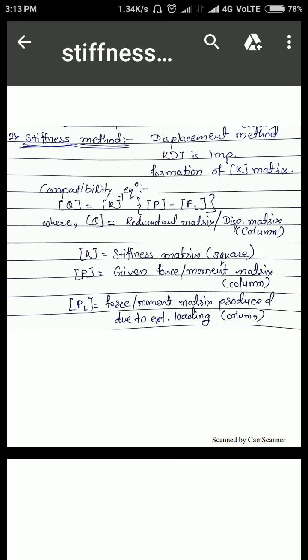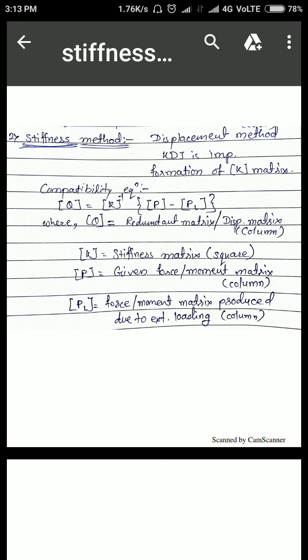that is the stiffness matrix, and then we have to apply the compatibility equation as theta equals K inverse into bracket P minus PL matrix. Here theta is the redundant matrix, that is the displacement matrix. We will use joint displacement as the redundant because KDI is important and it is a displacement method. And the next one is the stiffness matrix.